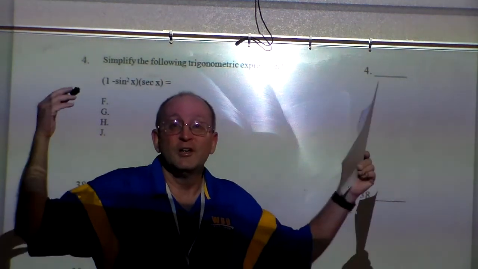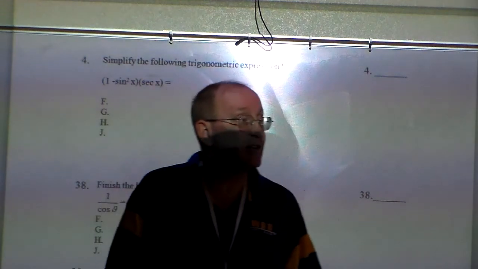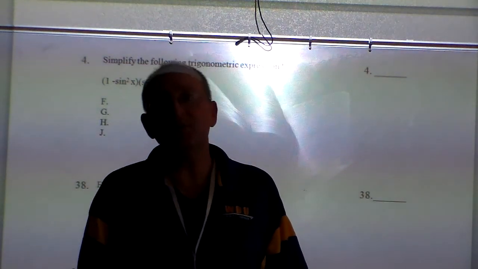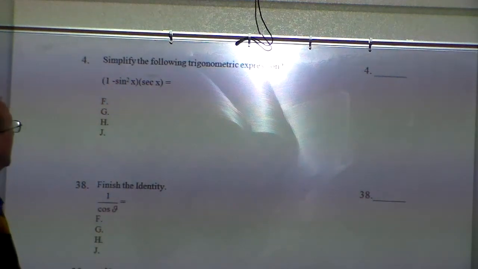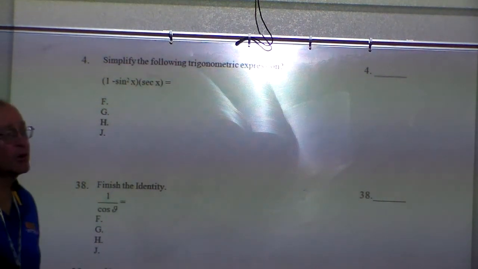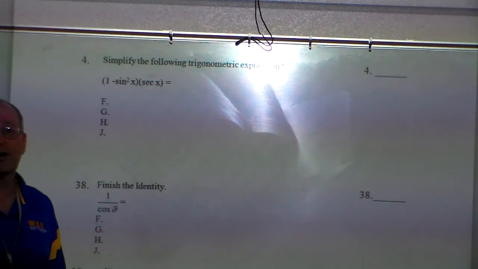Final review, trig identities. All right. This is the part where people get messed up the most. Let's look at the first one. We're going to look at number 4. And here's where you have to have some of these things memorized.